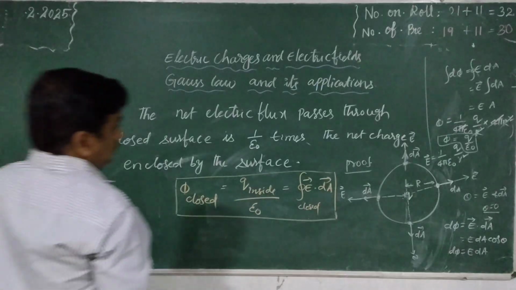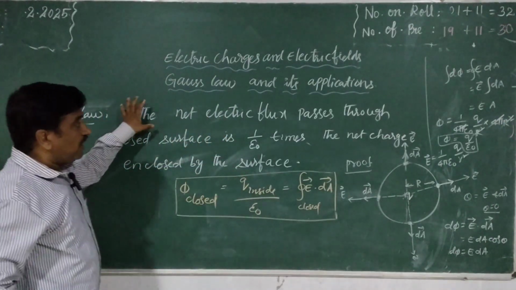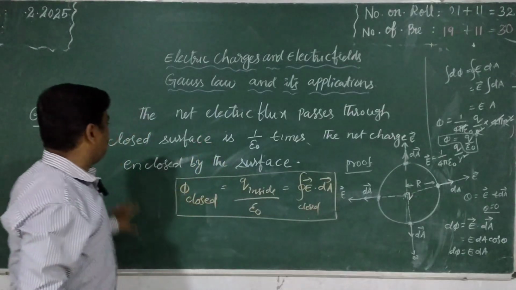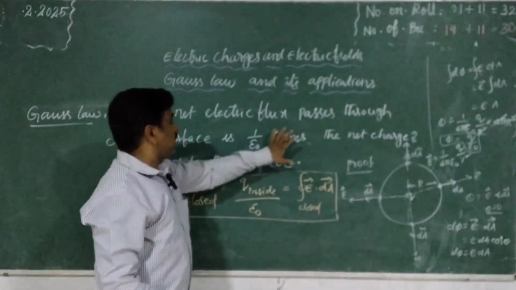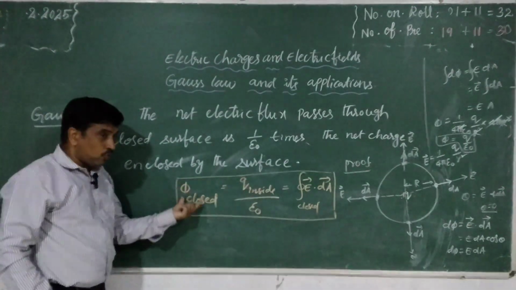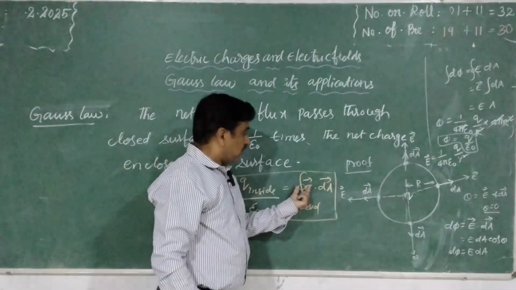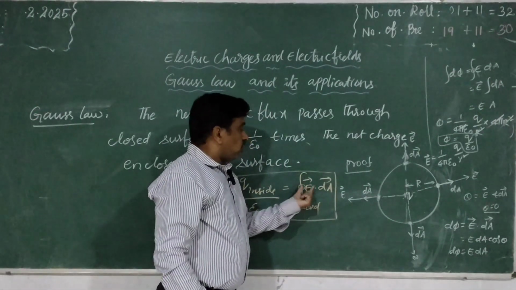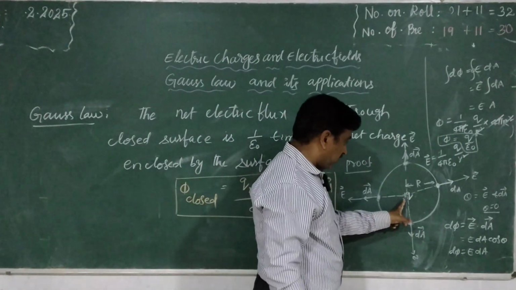This is Gauss law. Let's see it again once. What is Gauss law? The net electric flux passing through a closed surface is 1 by epsilon naught times the net charge enclosed by the surface. This is the mathematical representation: phi closed equals q inside by epsilon naught, that we can write as the closed integral of E dot dA. Here we take a closed surface with plus q inside.